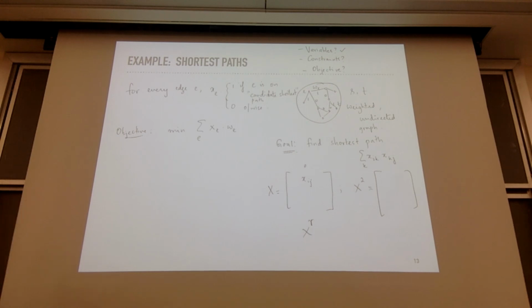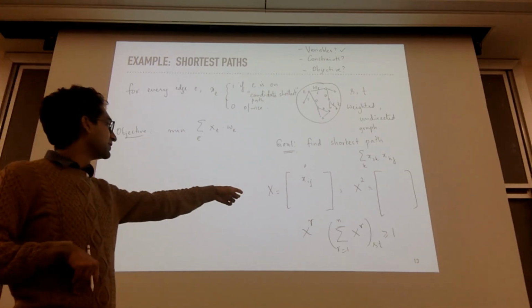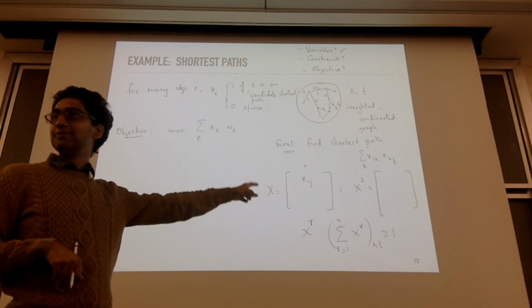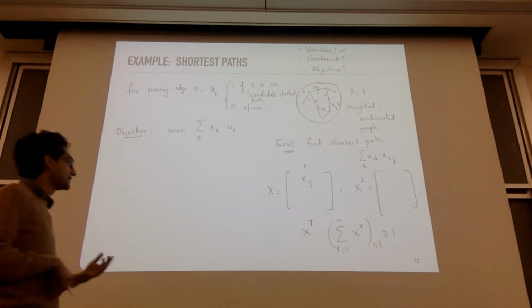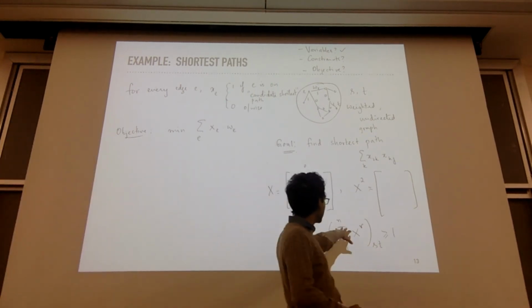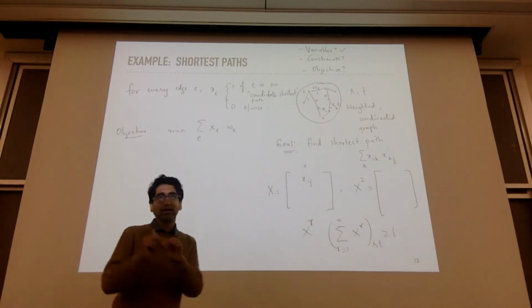Okay? And then you could have a constraint that says sum over r going from 1 to n of x to the r. You look at this big matrix, and the stth element of that should be bigger than or equal to 1, because using the edges chosen, you must be able to find a path from s to t. Okay. So this is great, except that this is a degree n constraint because x to the r is an rth degree polynomial.